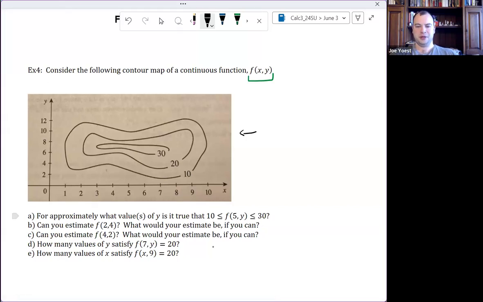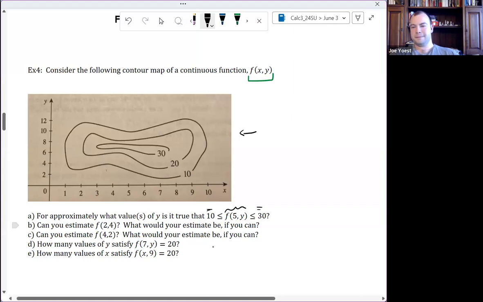Okay, but let's take this contour map, this set of 3 level curves, and try to answer these questions. For approximately what values of y is it true that f of 5, y is between 10 and 30? So here I know x is 5, and I'm asking what happens as I vary y. y could be closer to 0 or closer to 12 or in between. For what values of y, when x is 5, is the function between 10 and 30? Well, I know that as I go this way, I'm climbing from 10 to 20 to 30, and as I go this way, I'm climbing down from 30 to 20 to 10.